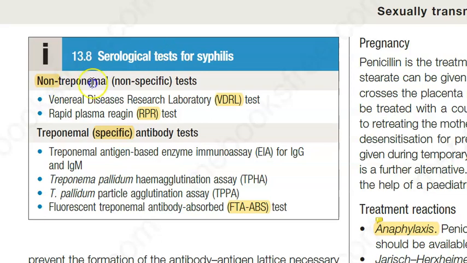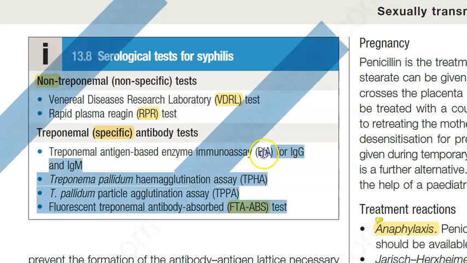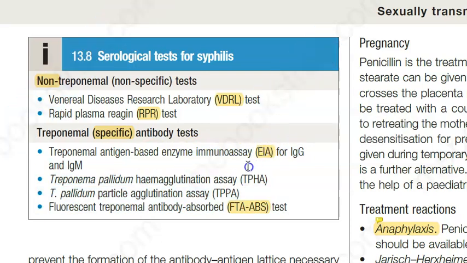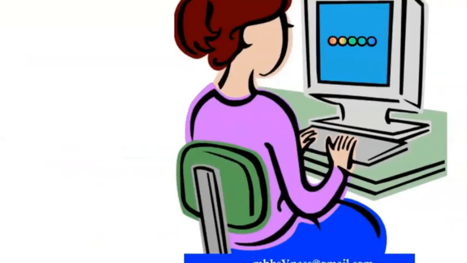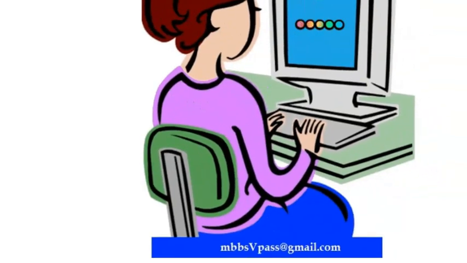Serological tests for syphilis: non-treponemal, VDRL, RPR; specific treponemal, you have the enzyme immunoassay test, okay? Then you have the FTA-ABS, that is fluorescent treponemal antibody absorbed. ABS is absorbed, A is for antibody, treponemal, fluorescent. Fluorescent treponemal antibody absorbed test. FTA-ABS, will you be able to say that? FTA-ABS, fluorescent treponemal antibody absorption test.